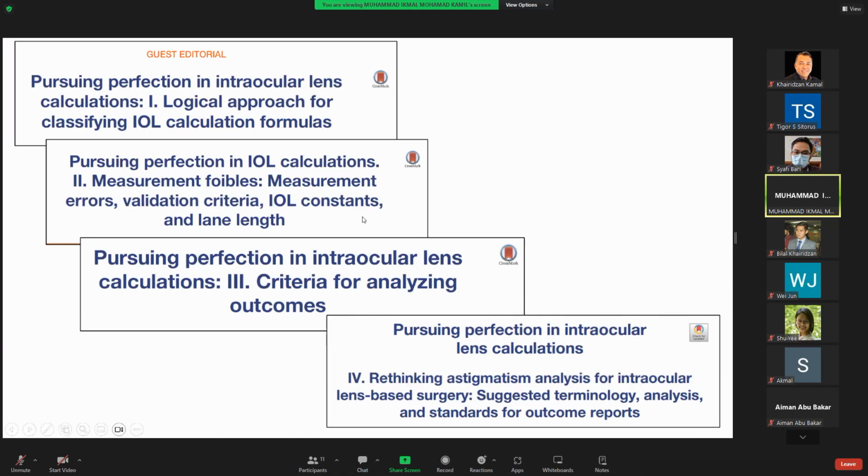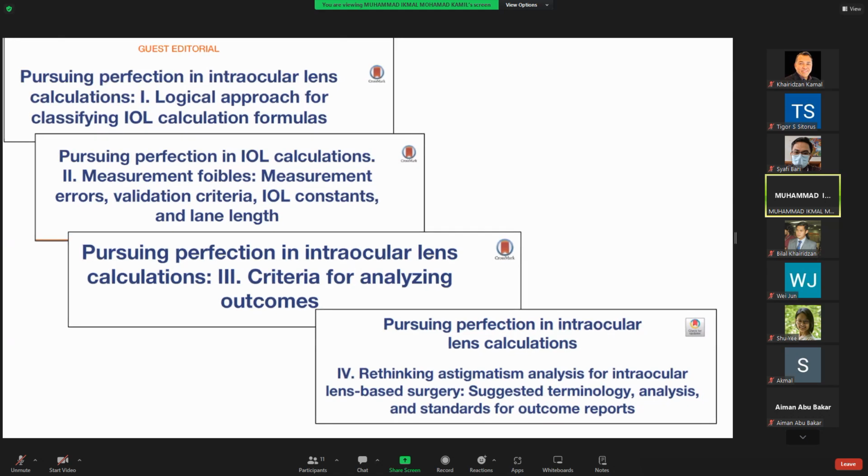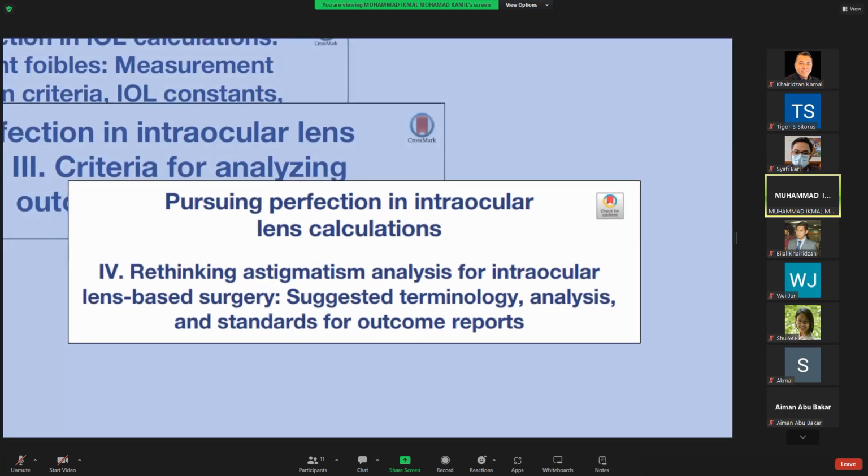Okay, the first one actually regarding the approach how to reclassify the IOL formula to make it more accurate. And then the second paper, what are the measurement errors that occur preoperatively that can affect the quality outcome of the surgery. And then the third one, the parameters and criteria to analyze the outcome. Now we go to the fourth paper about the astigmatism analysis, how to perform the astigmatism analysis.